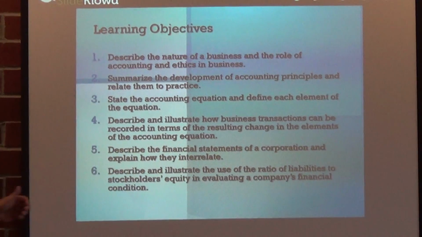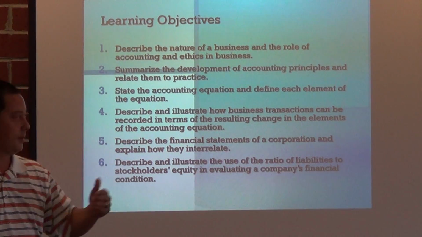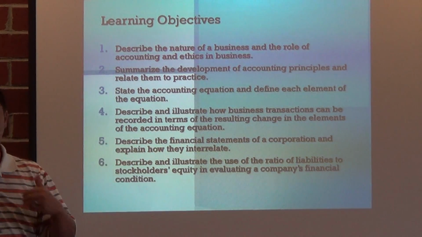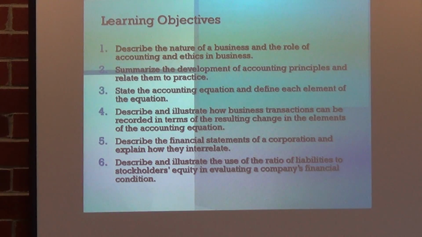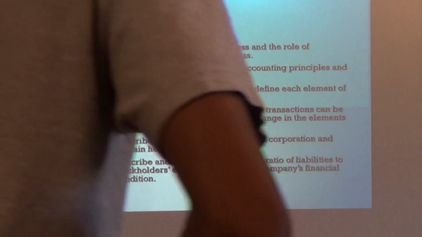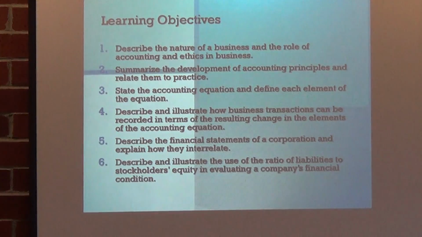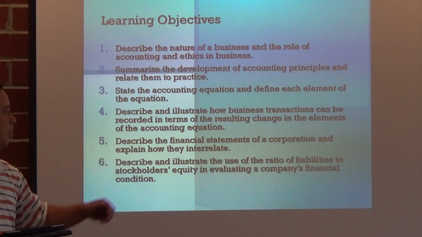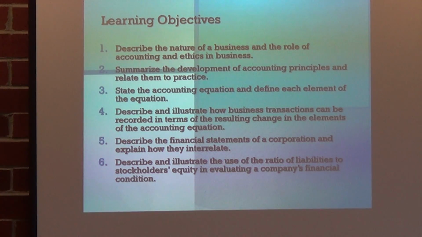We're going to summarize the development of accounting principles. We're also going to state the accounting equation, the basic equation that we'll be using throughout the class. Please know what this is as we get into that. You're going to describe and illustrate how business transactions are recorded, and it will describe the financial statements of the corporation. And then finally, we will go over some ratios and liabilities and stockholders' equity. What leaders look at to see where we are as a company.